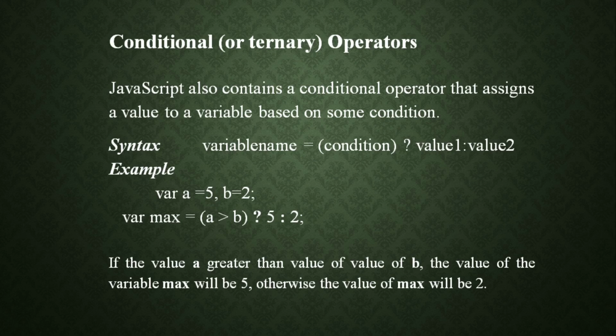Where A equals 5, B equals 2, and max equals A greater than B, question mark 5 colon 2. Here it compares A and B values. If A value is greater than B, then it will print A, or else it will print B.